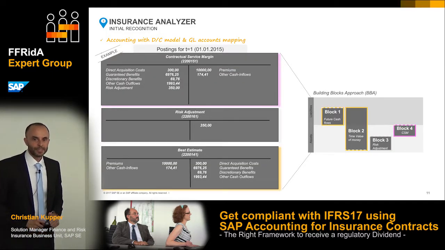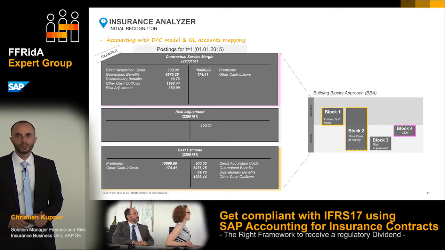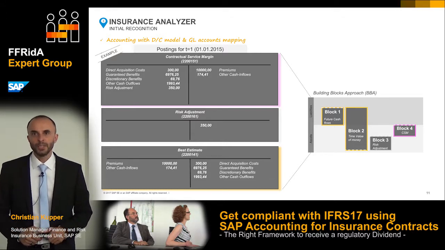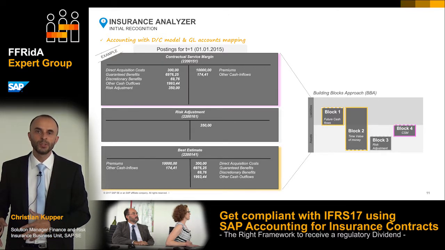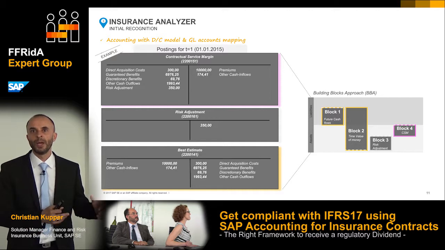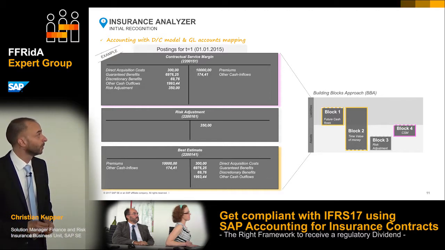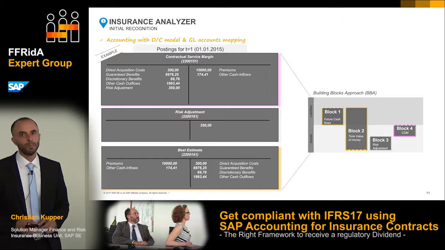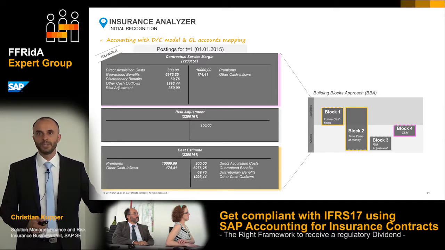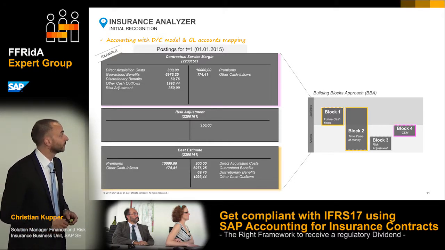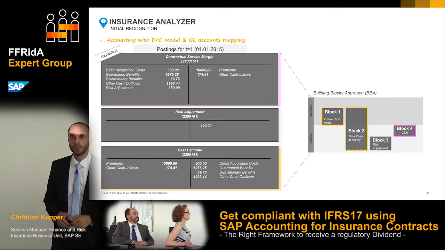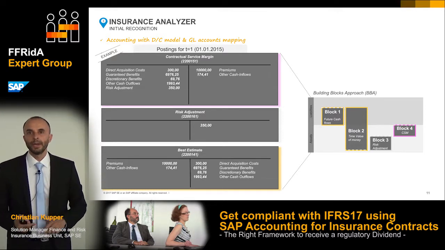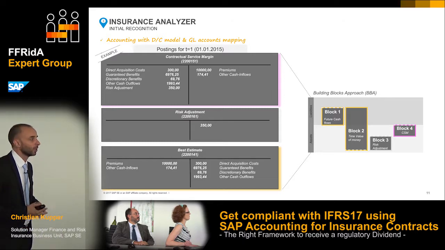Going back to our IFRS 17 process, the first step is the initial recognition. Depending on the contract, you have to perform the rules for the building block approach, the premium allocation approach, or the variable fee approach. Here is a simple example of how to translate all this into debit and credit entries. The first step is that you have all the different cash flow categories of the future cash flows: the premium, guaranteed benefits, acquisition costs, and so on.